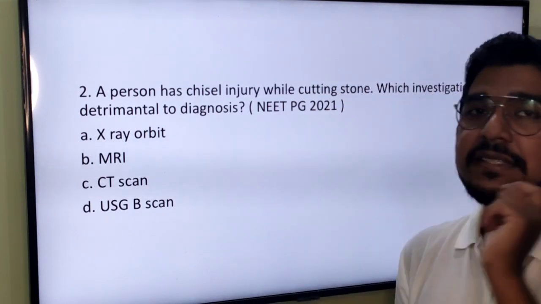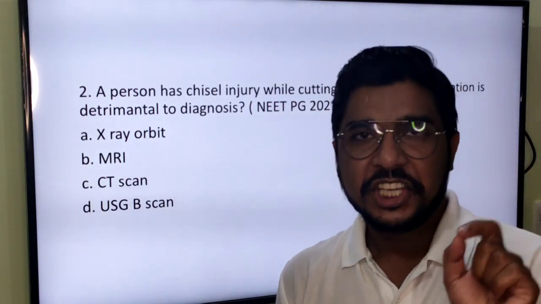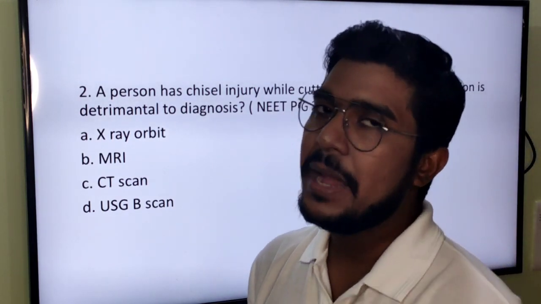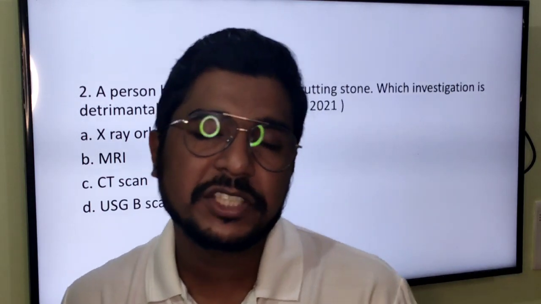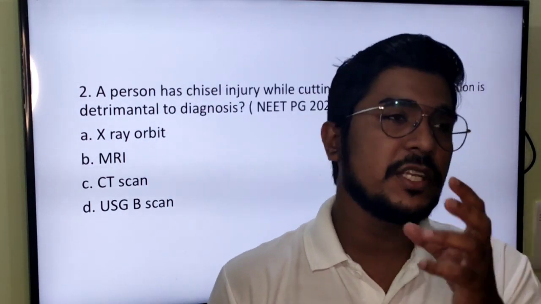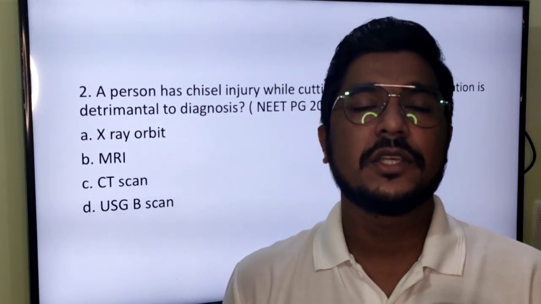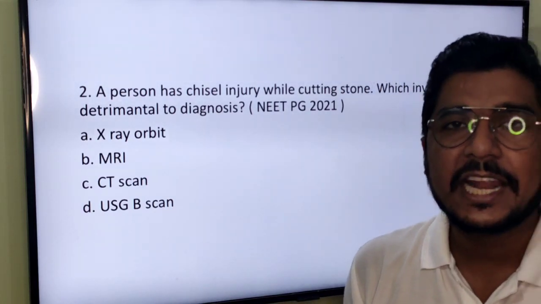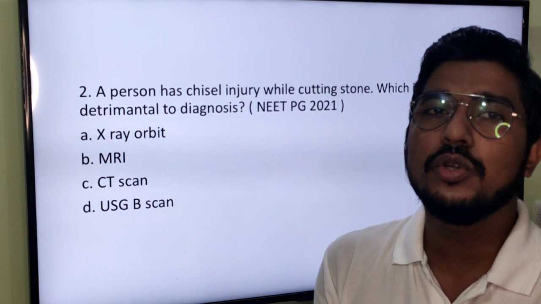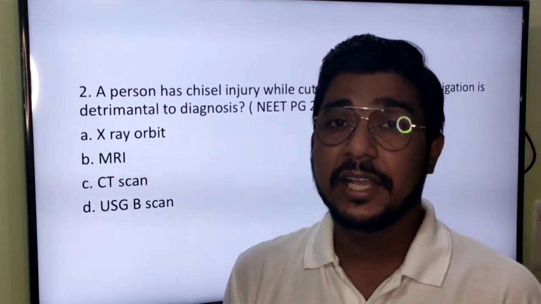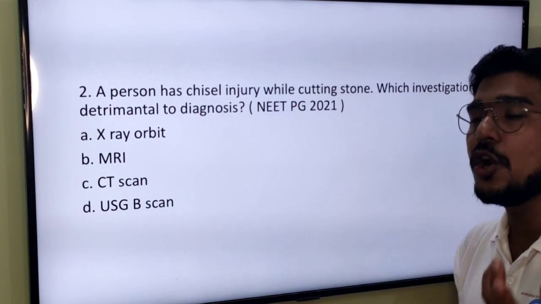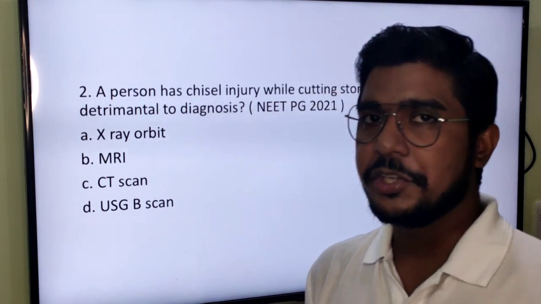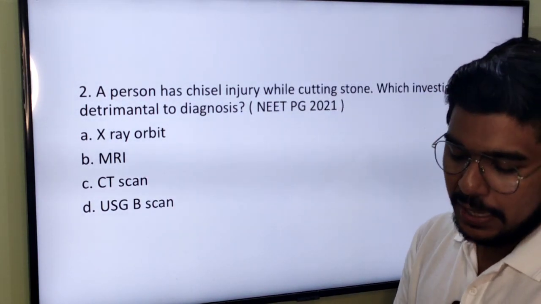Chisel injury means iron injury. Very simple. Chisel means iron injury, and iron is a metal. Since iron is a metal, obviously you avoid MRI, because in MRI you remove all the metallic ornaments from the body and then you do the MRI. Why? Because the alignment of H plus is not possible unless you remove all those metallic things. Since iron is a metallic body, you are not going to do MRI. So the answer is very simple, MRI.